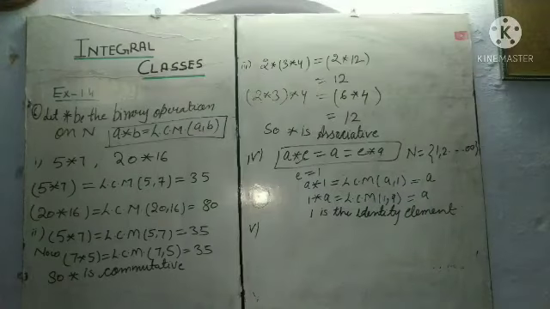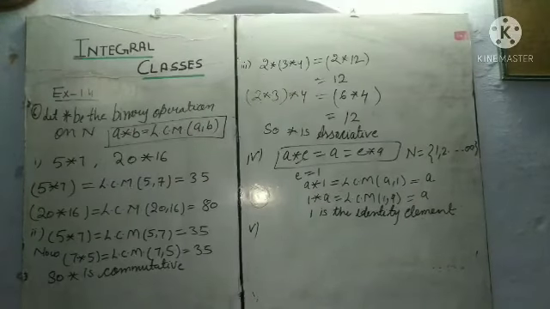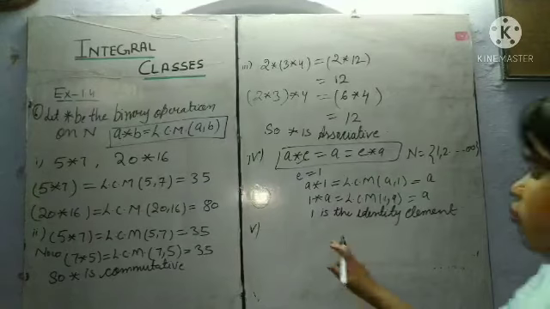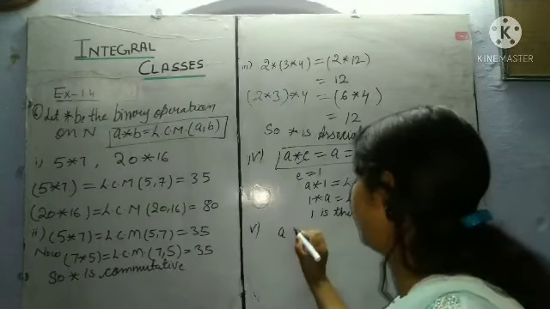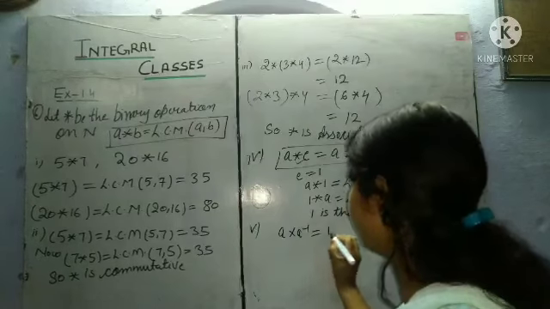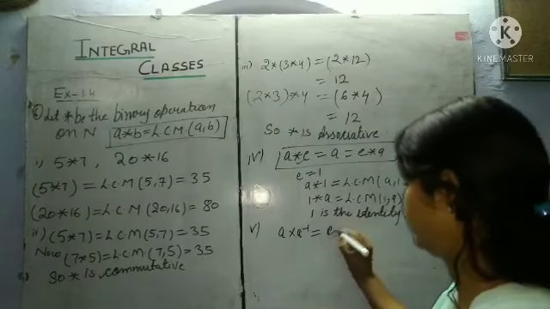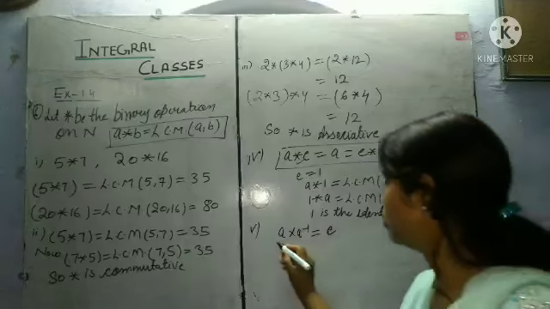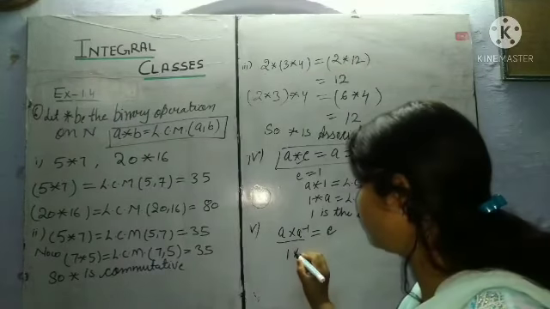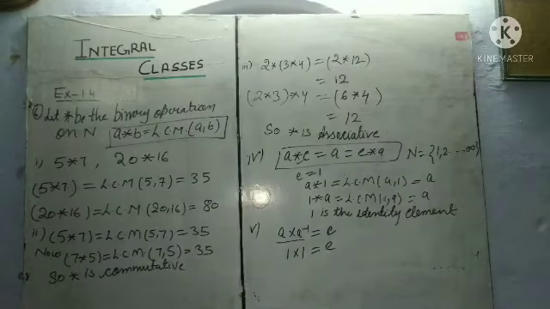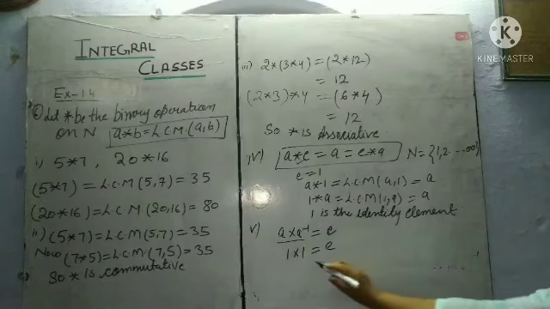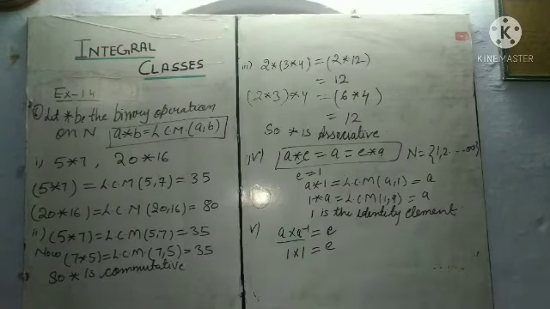Next is find the inverse of the operation. So for inverse of the operation, what is the value? If we multiply a into a inverse, then we will get its identity element. So it should be what? If we multiply 1 into 1, then we will get e. So does its inverse exist or not? Yes, its inverse exists and the identity element is also 1.